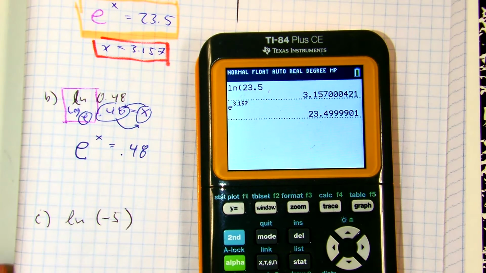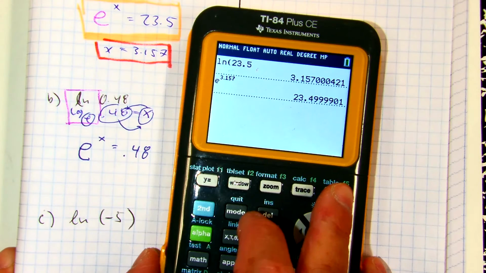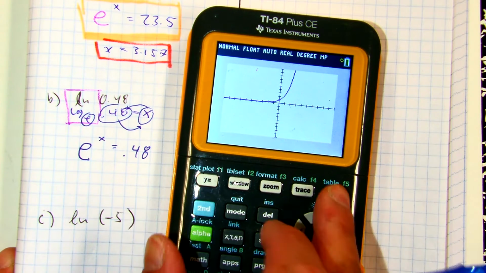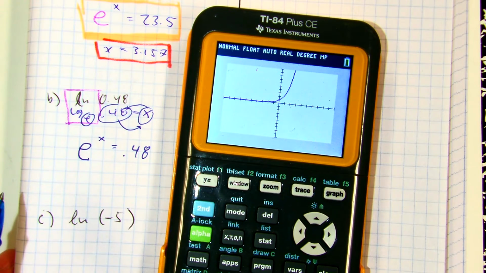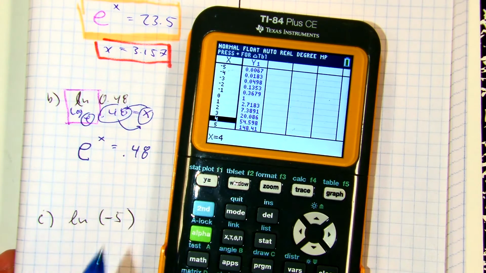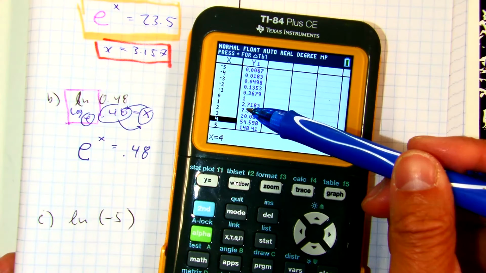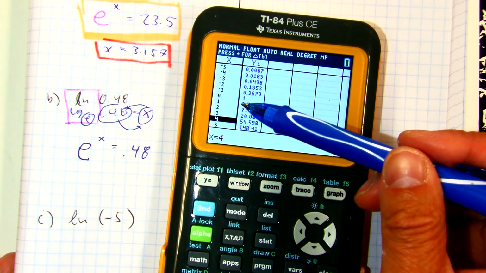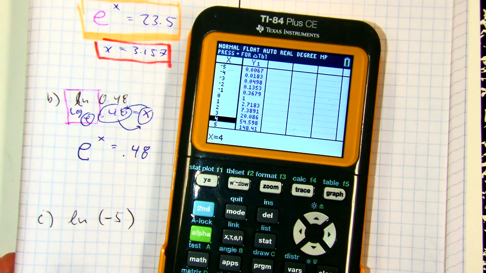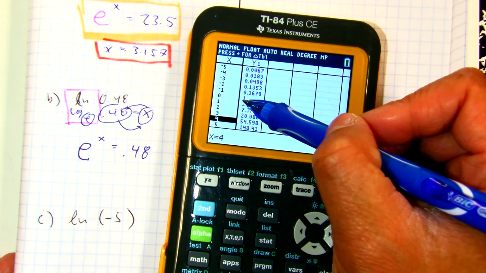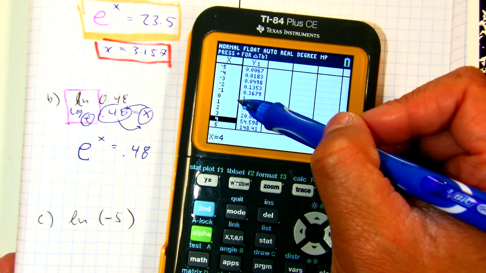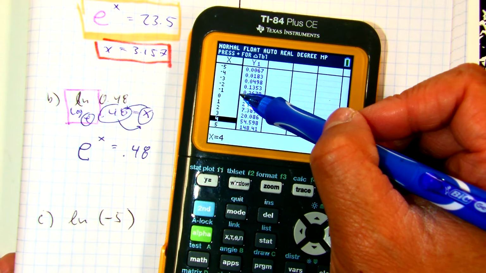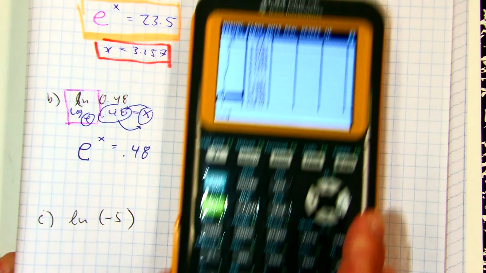We can guess numbers. You can go back to your table. Whoops, now it's graphing it. And we're looking for 0.48. So I know it's got to be a number between 0 and 1. Do you see that? I'm sorry, not between 0 and 1. It actually has to be less than 0, right? Between -1 and 0.